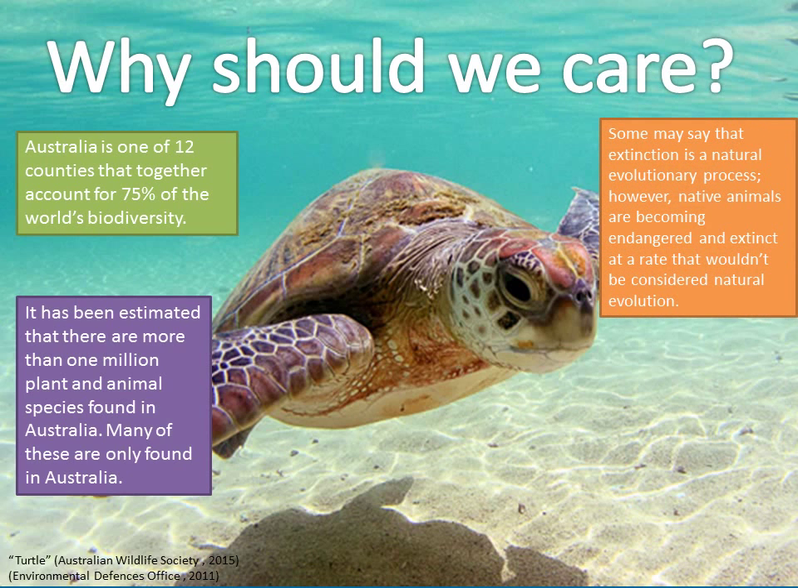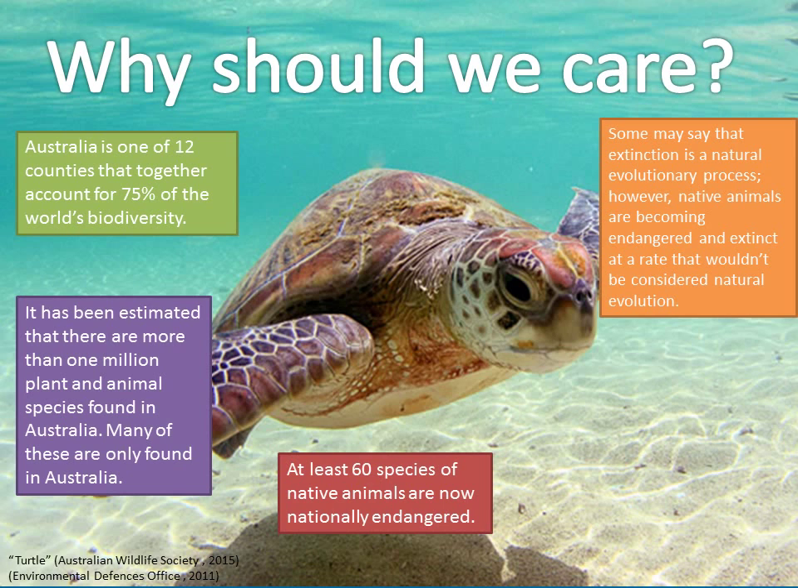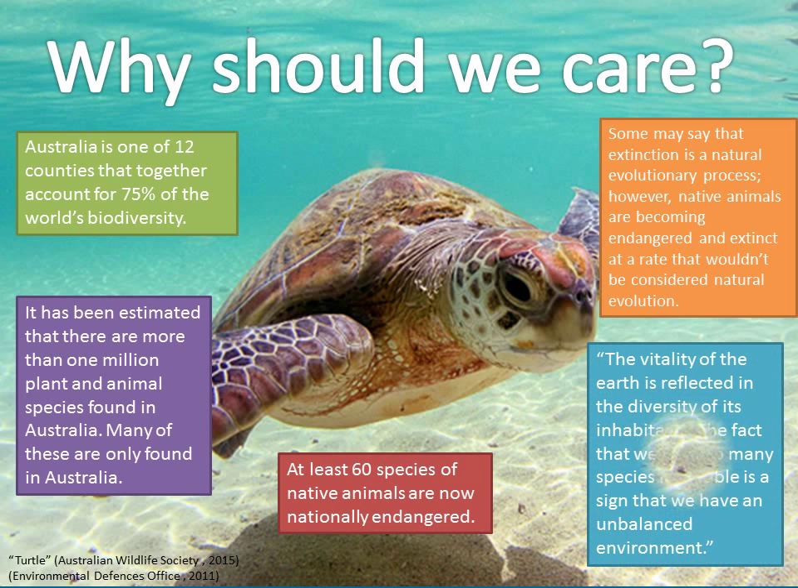Some may say that extinction is a natural evolutionary process. However, native animals are becoming endangered and extinct at a rate that would be considered unnatural. Evidently, at least 60 species of native animals are now nationally endangered. As a result, the vitality of the earth is reflected in the diversity of its inhabitants. The fact that we have so many species in trouble is a sign that we have an unbalanced environment.